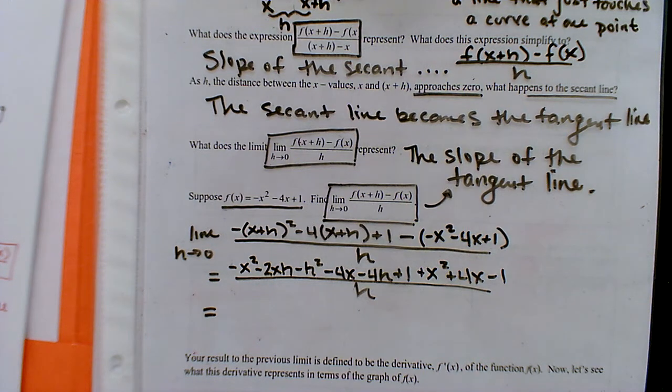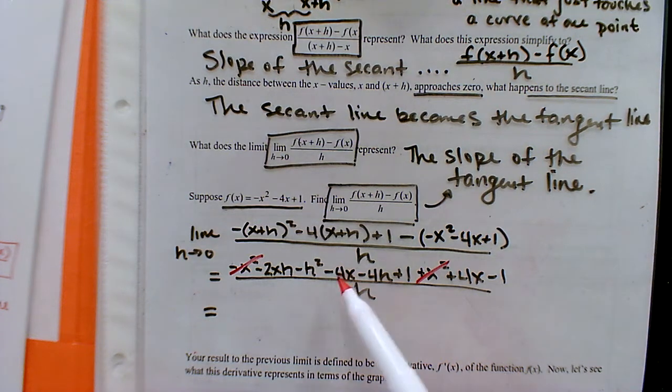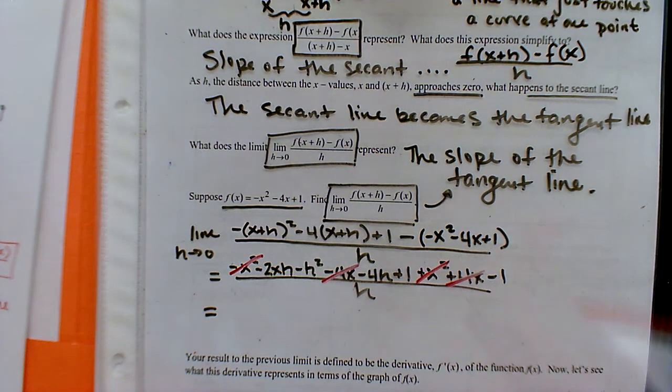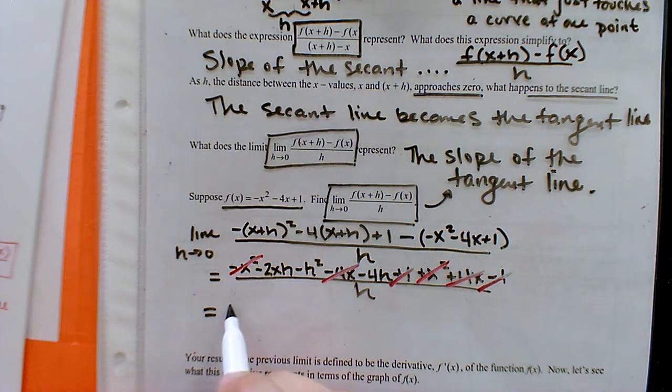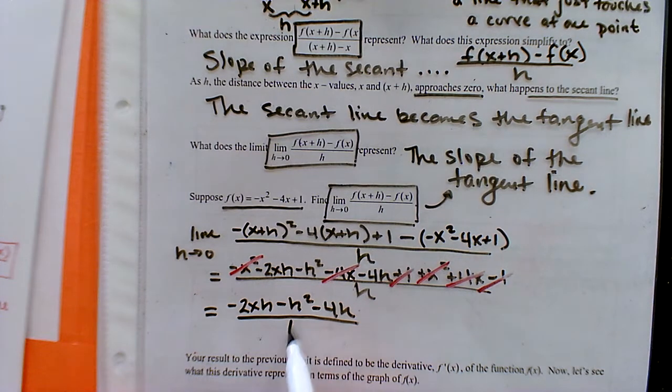There's a lot of stuff going on up top. Can we combine anything? Anything going to happen nicely to our advantage? What do you see? Yeah, the x squares are going to cancel. Gone. Yep. 4x is gone. And the 1's are going to cancel. Perfect. That was nice. So negative 2xh minus h squared minus 4h all over h.